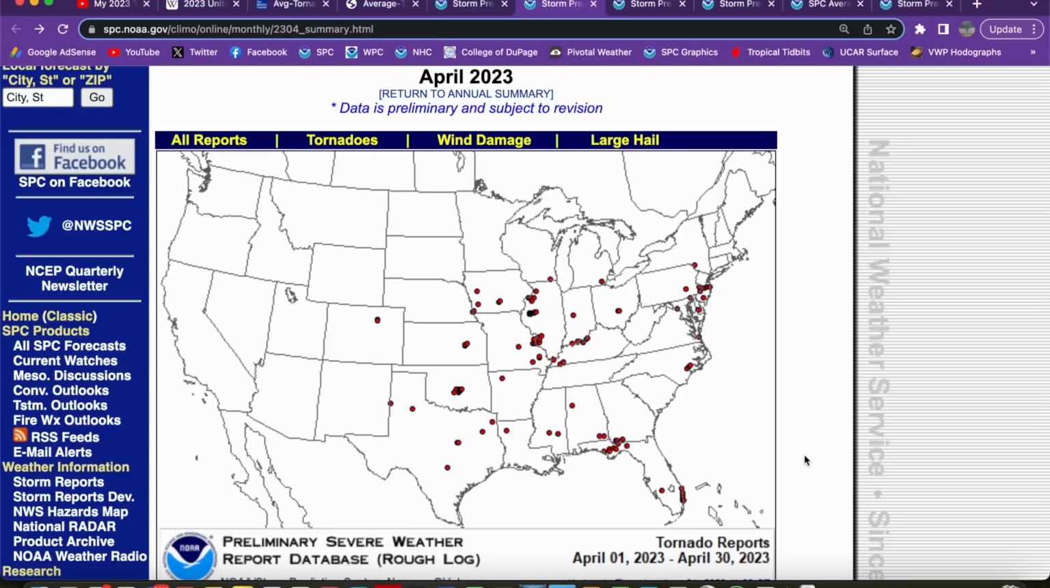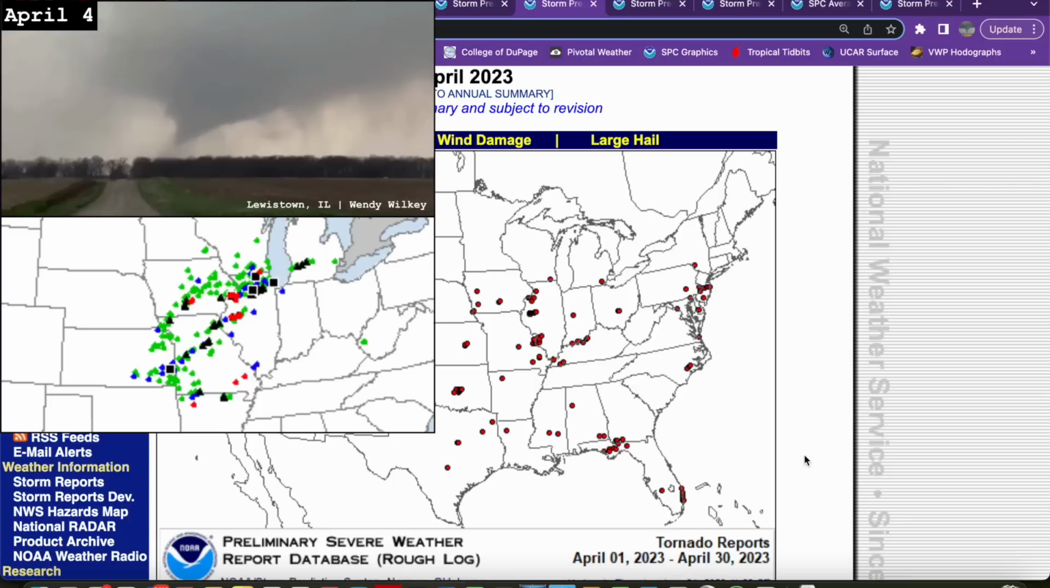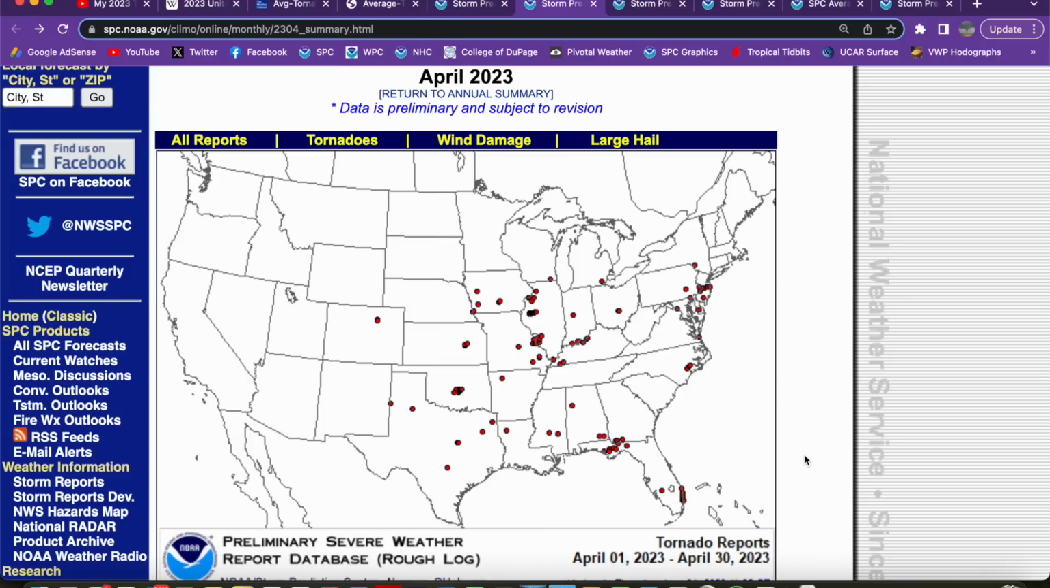We had a tornado outbreak on April 4th, in which we had a very similar setup to March 31st. We had dual moderate risks this time, one up in the Midwest, one down in the Mid-South, but some limiting factors precluded a much larger outbreak, although we did have a few notable tornadoes, including one EF3 near Lewistown, Illinois. For the rest of the month, pretty sporadic activity with the exception of a couple of days.